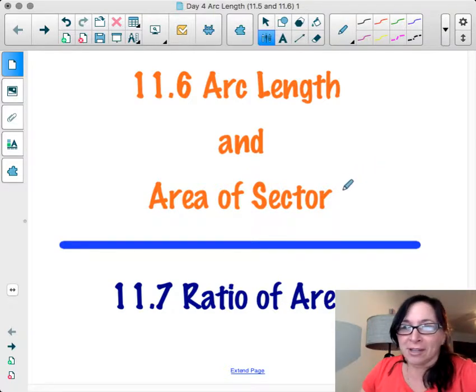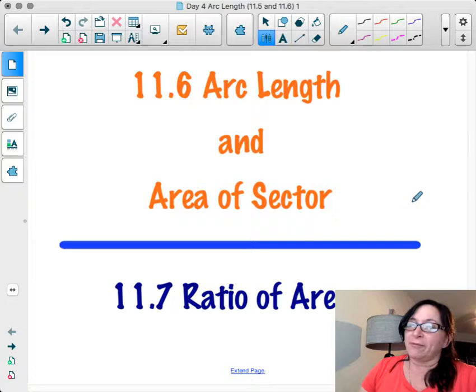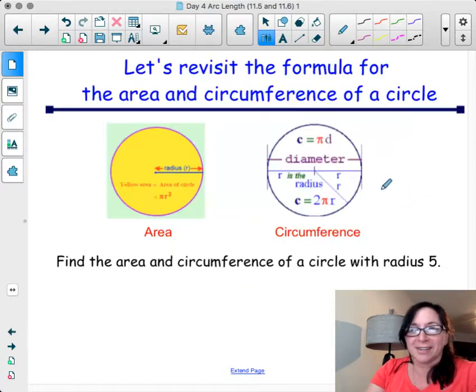I'm going to teach you about arc length and area of a sector. Also after that, we're going to talk about ratio of areas. So let's get to it.